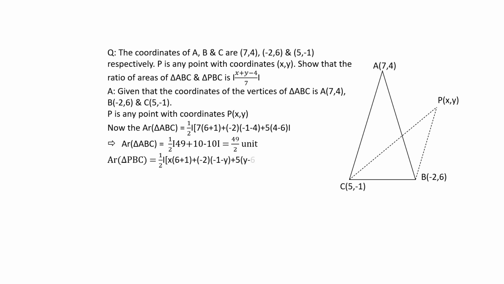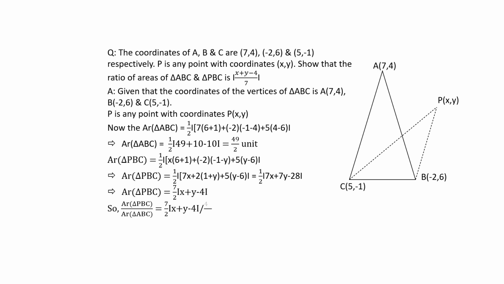Now the area of triangle PBC is 1/2 determinant of x into (6 plus 1) plus (-2) into (-1 minus y) plus 5 into (y minus 6), or it is nothing but 1/2 determinant of 7x plus 2 into (1 minus y) plus 5 into (y minus 6), which is nothing but 1/2 (7x plus 7y minus 28), or we can write it as 7/2 determinant of (x + y - 4).